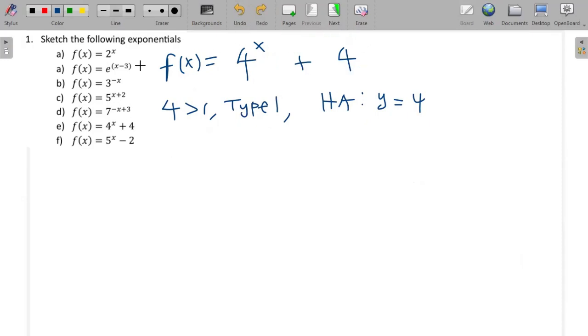So for these ones here, there was nothing that was being added. So we were saying the horizontal asymptote is 0, 0, 0, 0. But for this one, the horizontal asymptote y equals 4.